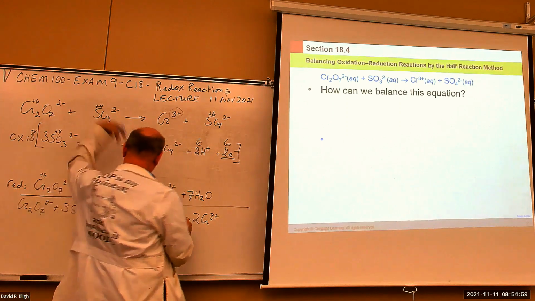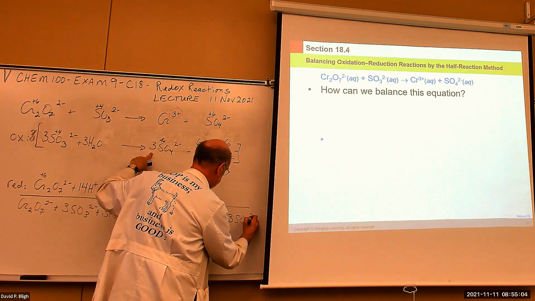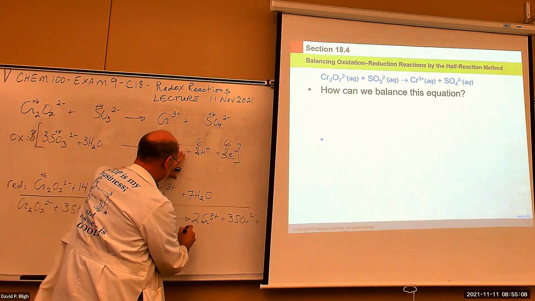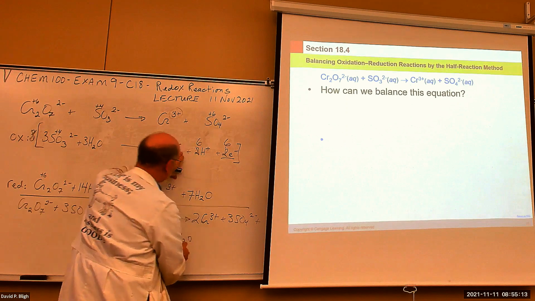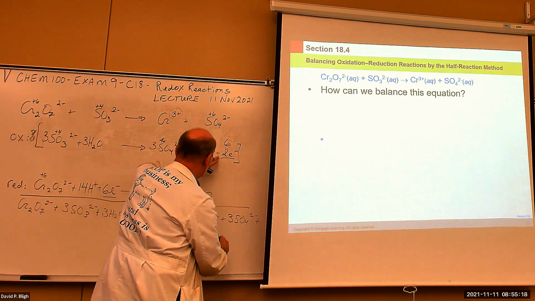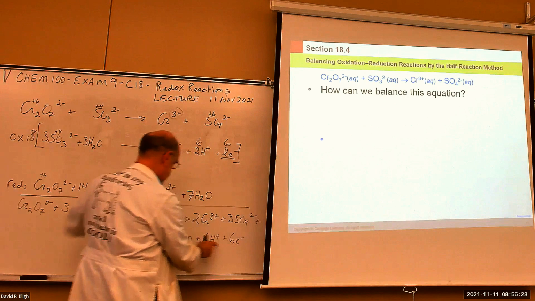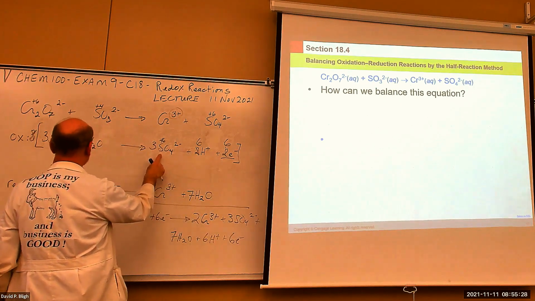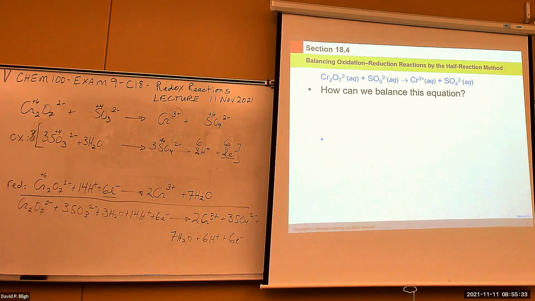Okay, 3 chromiums plus 3 sulfate. I have to wrap around here. Then we have 7 waters, 6 hydrogens, and 6 electrons. 1, 2, 3, 4, 5. Okay, that's everything brought down.